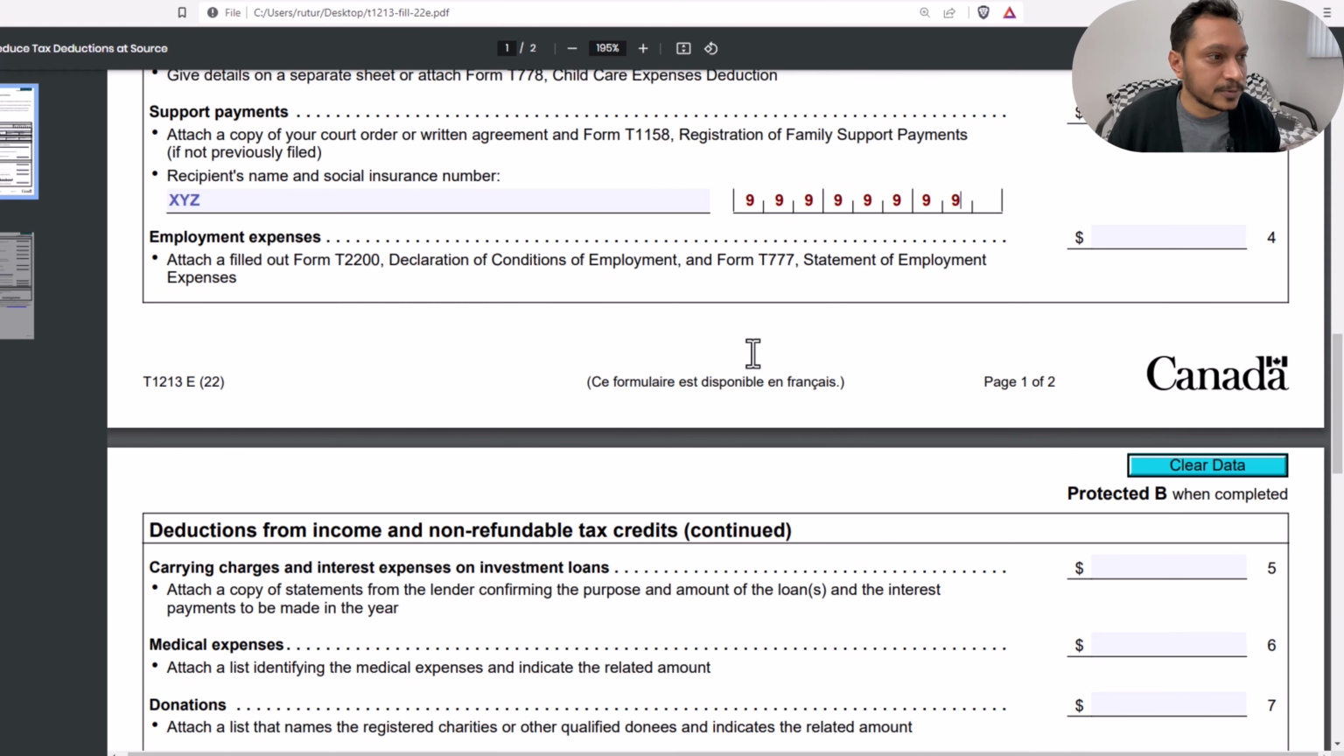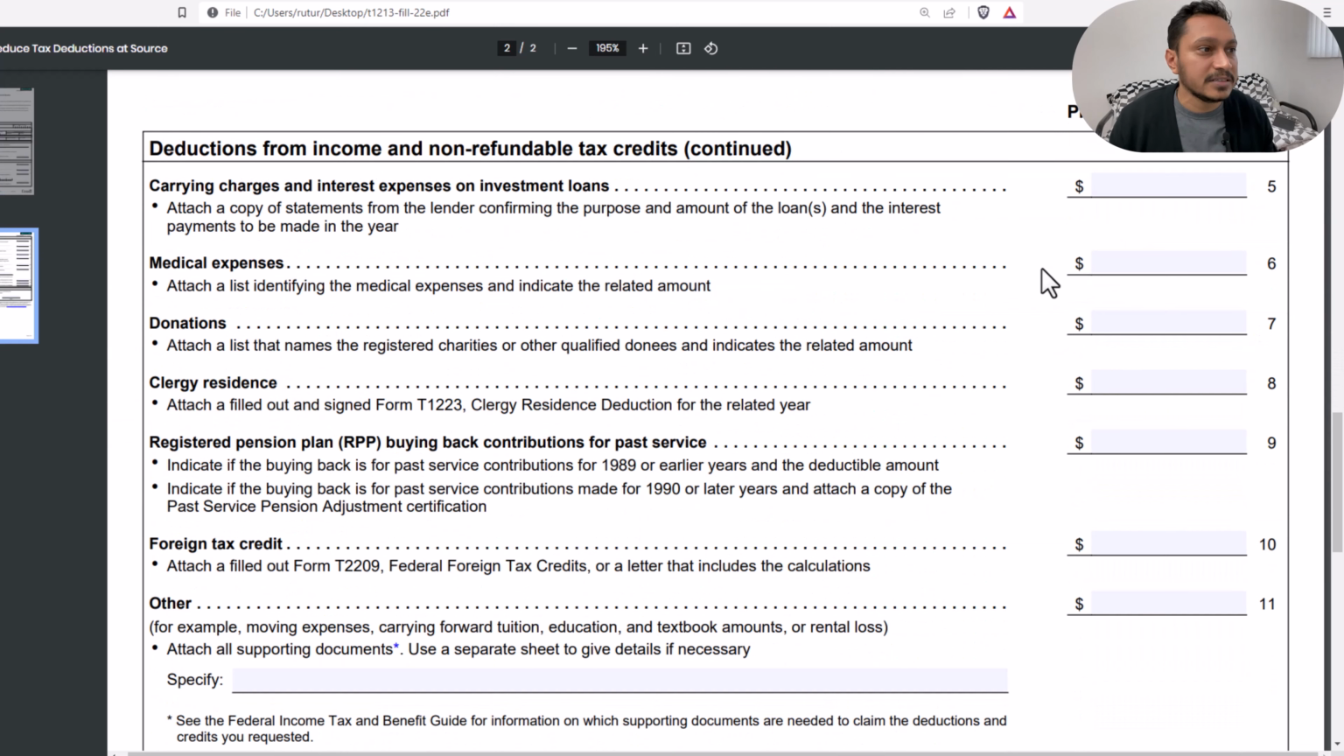The employment expenses. In this case, if you have any employment expenses which you file at the end of the year, then you would have to enter that amount right here, and you don't have to wait till the end of the year. So that goes here. Carrying charges and interest expenses on investment loans.